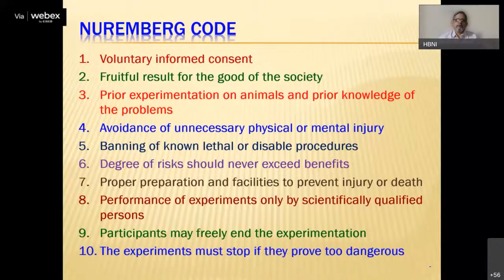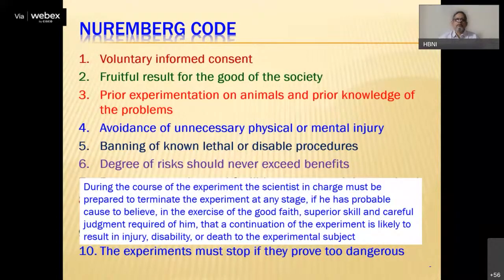And finally, the 10th point says that experiments must stop if they prove too dangerous. That is, during the course of the experiment, the scientist in charge must be prepared to terminate the experiment at any stage if he has probable cause to believe, in the exercise of the good faith, superior skill, and careful judgment required of him, that a continuation of the experiment is likely to result in injury, disability, or death to the experimental subject. So these points collectively are called the Nuremberg Code, established in 1947.